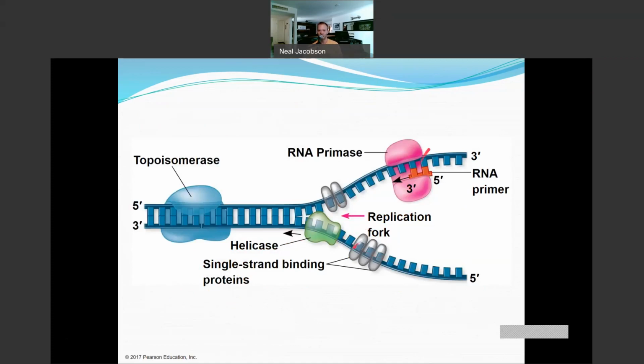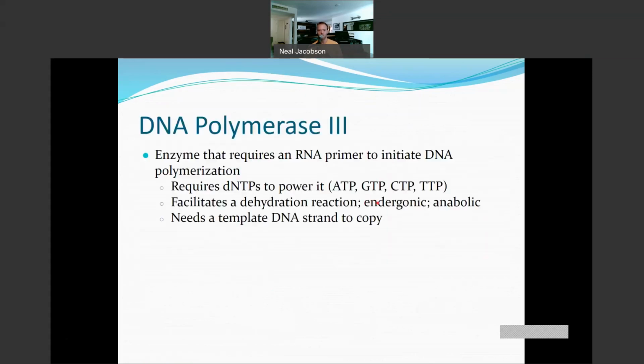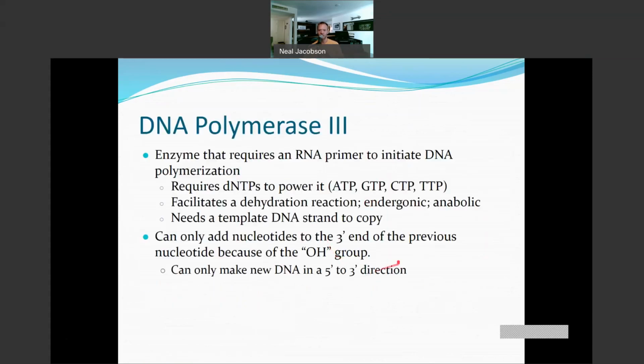That's the lagging strand. The leading strand, DNA polymerase 3 can just come in, bind to this 3' end, and start stacking nucleotides in a 5' to 3' direction. Okay, so new DNA can only be synthesized in a 5' to 3' direction. New nucleotides can only be added onto the 3' end of the nucleotide before it. And there's some organic chemistry involved with why that's the fact.